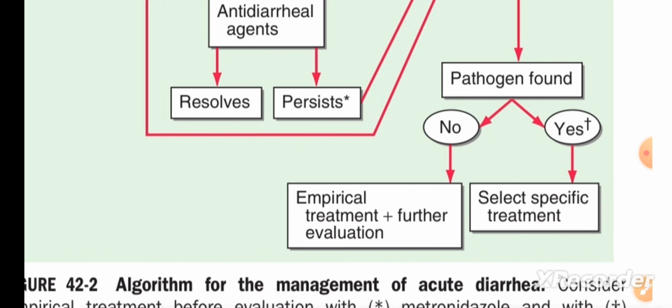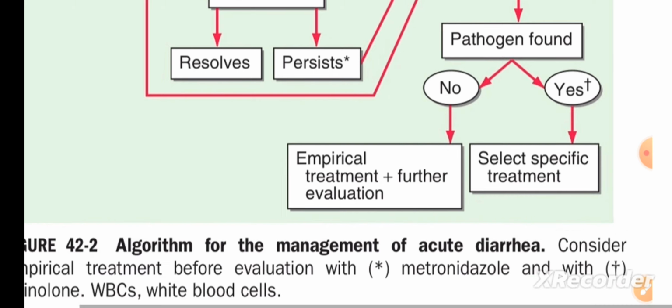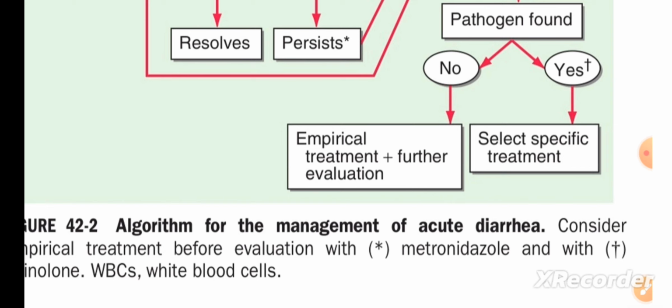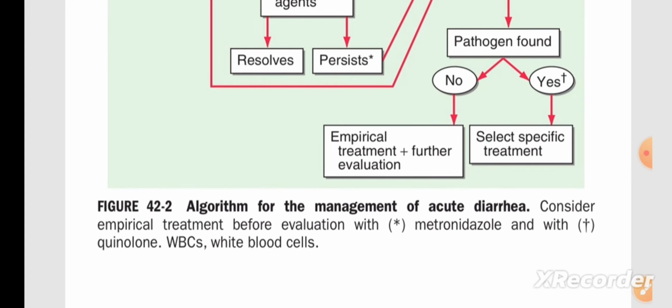If the pathogen is not found, then we will go for empirical treatment. Empirical treatment can be started with metronidazole. Here it is given: the empirical treatment before evaluation can be given with metronidazole and a quinolone.